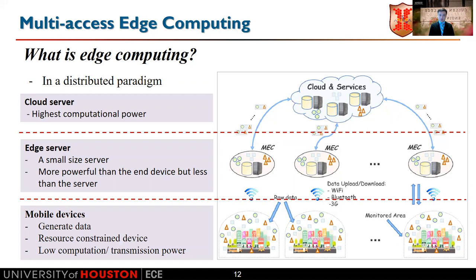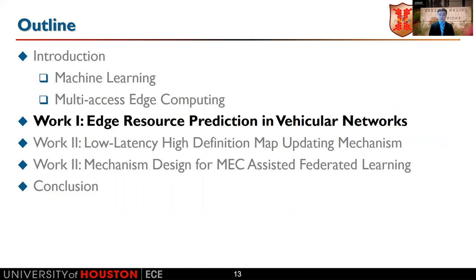But overall, in edge computing networks, the edge server is the main part that executes the tasks. And because the edge server is located closer to the end users, the latency can be reduced significantly. Next, I will introduce my first work, which uses a machine learning approach to predict edge computing resources in vehicular networks.